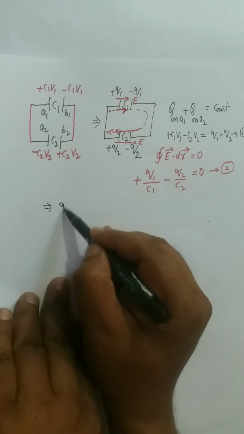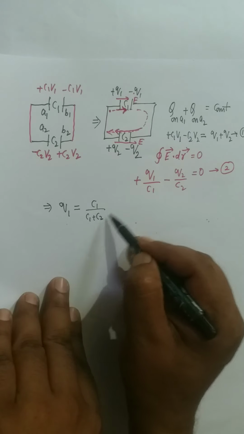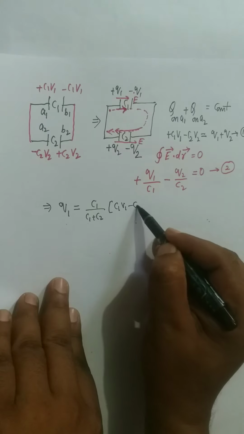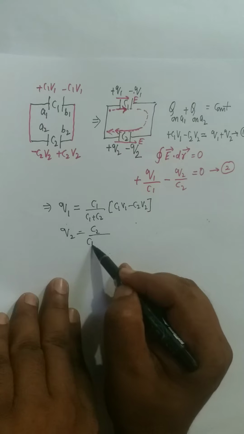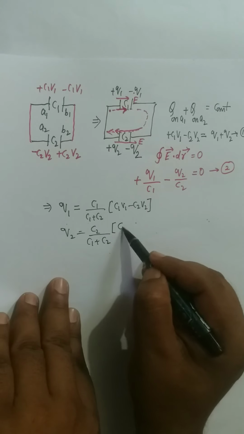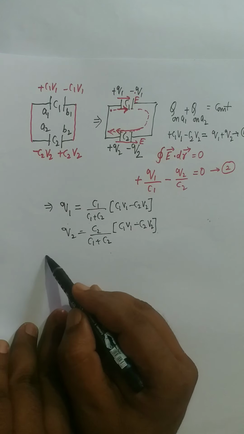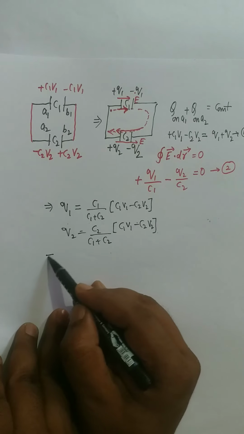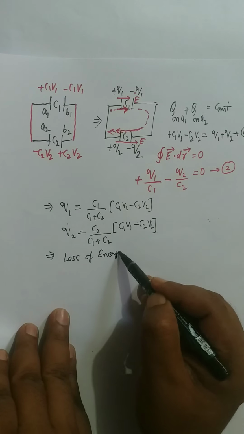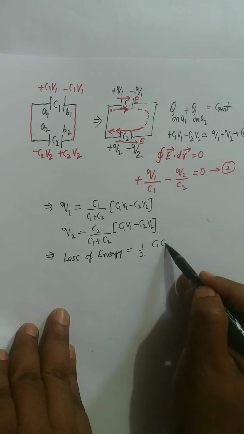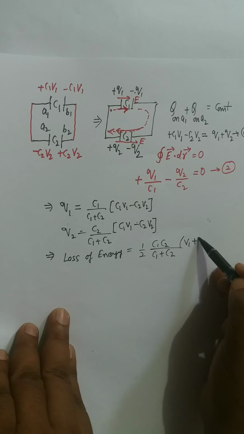But this time your answer Q1 will be C1 upon C1 plus C2 times C1 V1 minus C2 V2, and you will get Q2 as C2 divided by C1 plus C2 times C1 V1 minus C2 V2. And then by doing all the exercise which we did in the previous example, you will get the loss of energy as half C1 C2 over C1 plus C2 and then V1 plus V2 whole square.